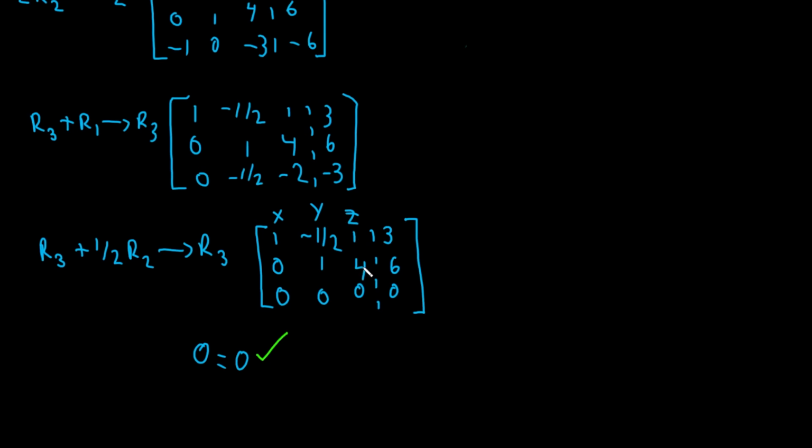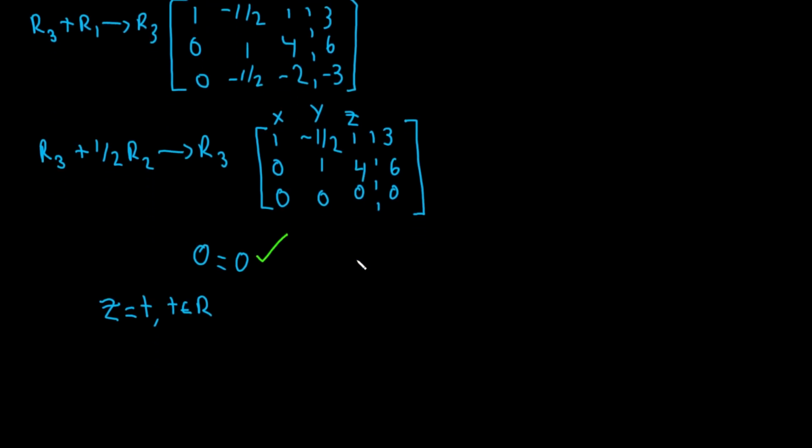This isn't a leading one, this isn't a leading one. For Y, this is a leading one, and for X, this is a leading one. So let's make Z our free variable. We have to let Z equal any real number, so to represent that, we set it equal to t, where t is just some real number. Since we set Z equal to t, we can use that in our other two equations. So we write equations going up.